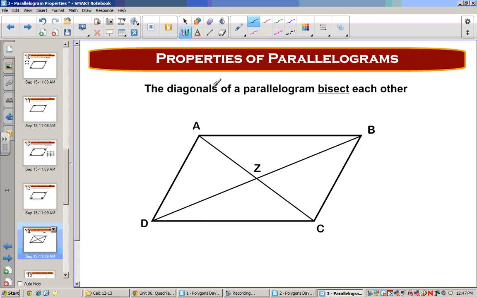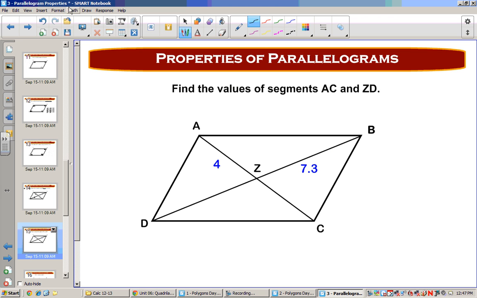Now the diagonals, this is property number 5, the diagonals of a parallelogram bisect each other. So if I have AZ, I know that's going to be the same length as ZC. Likewise, DZ is the same as ZB. So if this side is 4, we know that's going to be 4, and if that's 7.3, over here is 7.3.